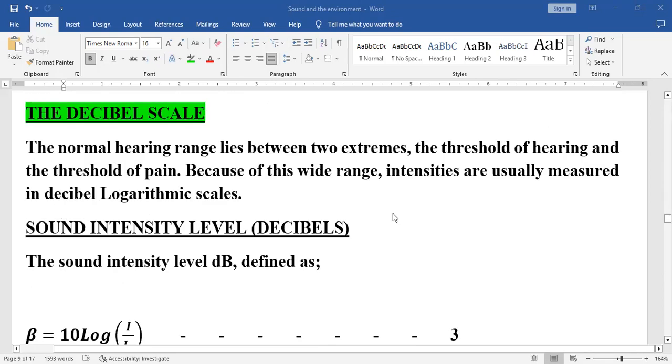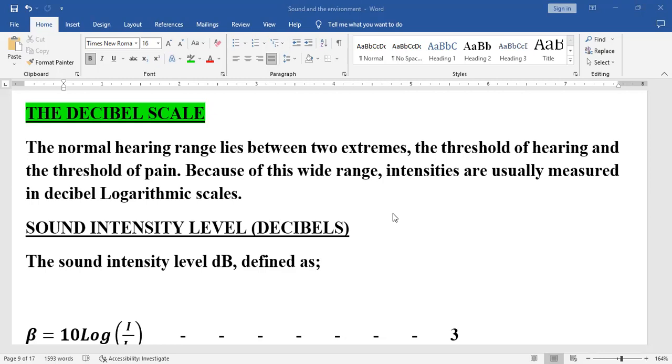The normal hearing range lies between two extremes, the threshold of hearing and the threshold of pain. The human ear detects sound energy within the audible range, which lies between 20 Hz and 20 kilohertz. When I say kilohertz, I mean 20,000 Hertz.